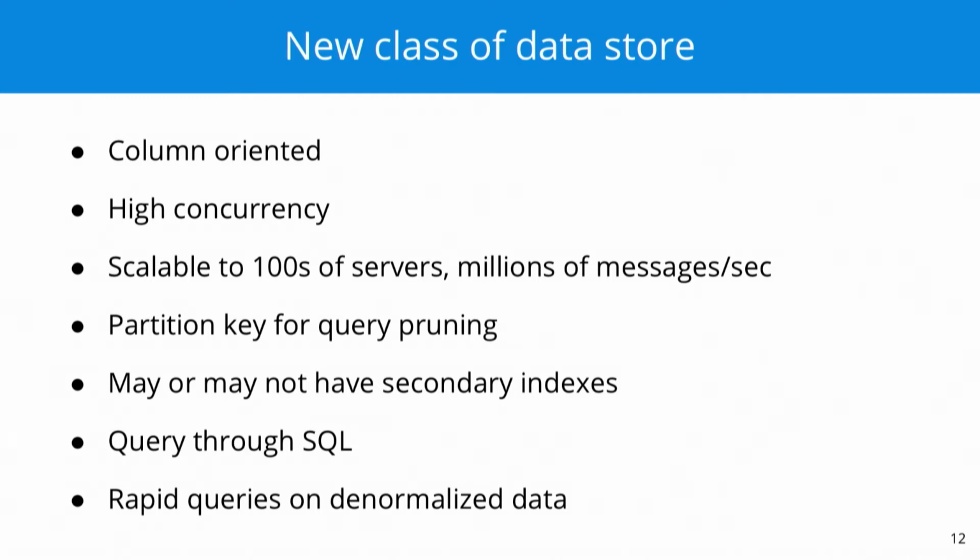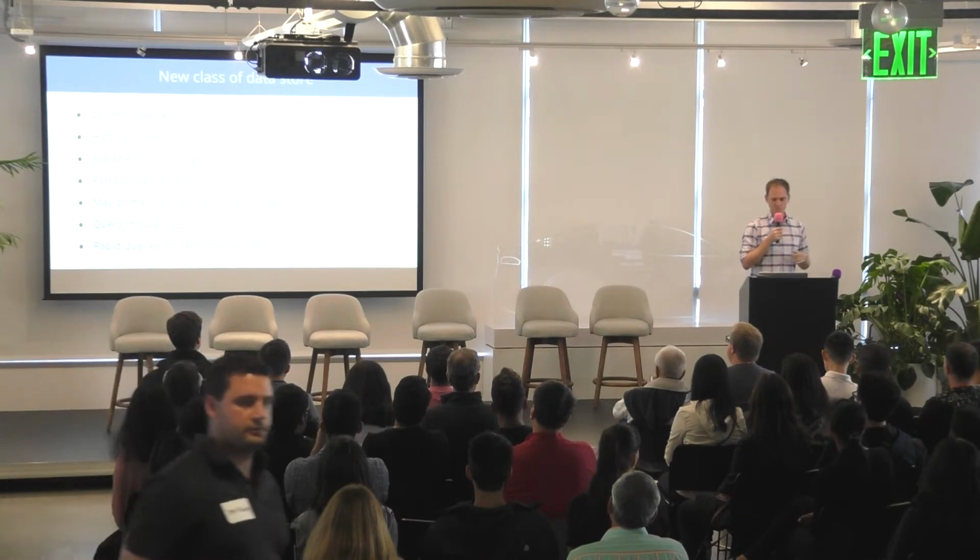They all support high concurrency, so you want to be able to have a lot of people hitting the system at the same time and not have it fall down. Scalable to hundreds of servers and millions of messages per second of ingest, both important. They all distribute data by having a partition key for query pruning. In Druid, that partition key is based on time and then some other dimension. So it might be time and then user ID, for example, or just time by itself. The idea is that if you have a filter in your interactive app, filter last 6 hours, last 30 days, last 90 days, Druid can quickly filter down to just the data that matches that time range.